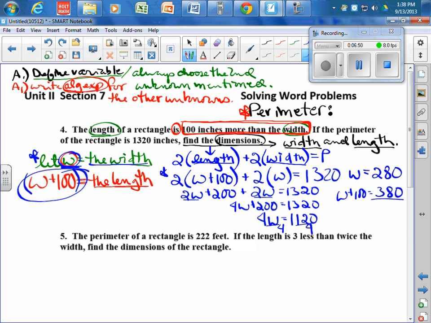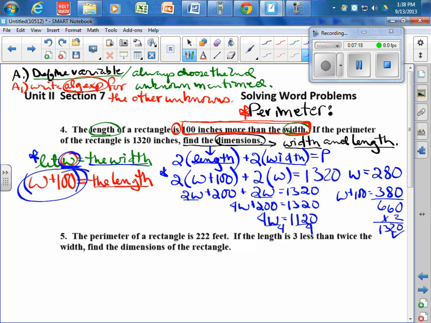Now, we've got to also check our work. Do these two dimensions give us a perimeter of 1320? Well, if I were to add these two numbers together, that's 660. Now, remember, in order to get the perimeter, though, I have to double that. It does come out to 1320, so it does check out.